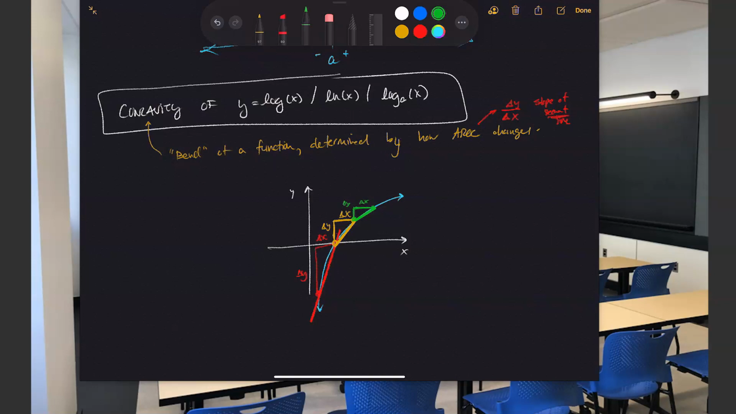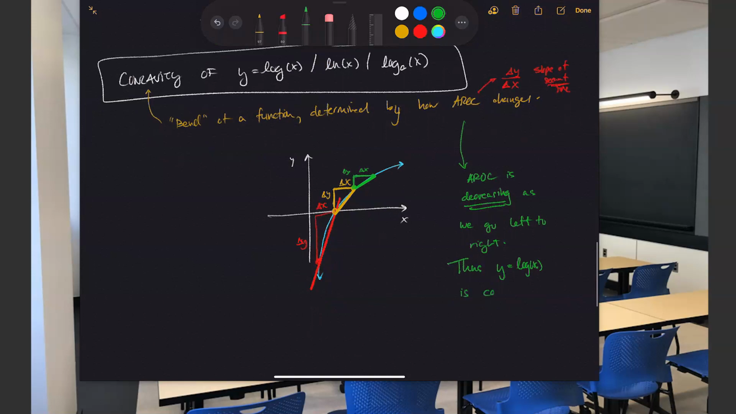So if the average rate of change is decreasing as x approaches infinity, or let's just say this a little bit more in plain English, as we go left to right, thus the log function is concave down.